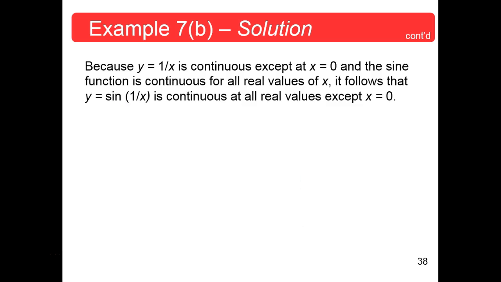This one, 1 over x is continuous except for x equals 0. The sine function is continuous for all real values of x. So this is continuous at all real values of x except x equals 0. Nothing is going to make that come to any resolution at x equals 0. This thing just keeps going back and forth, back and forth, back and forth. So still, that governs.